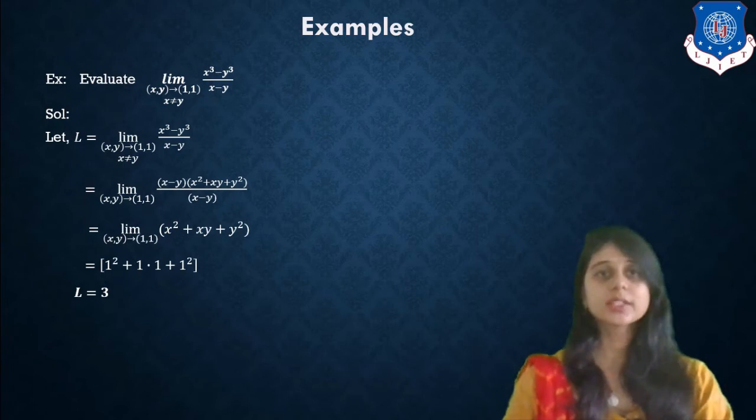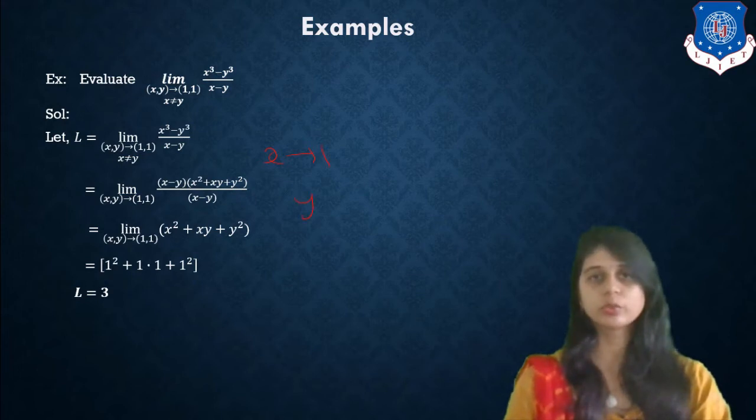Now limit as x tends to 1 and y tends to 1, but there is one condition, x is not equal to y. We take the function x cube minus y cube upon x minus y. What is the expansion of x cube minus y cube? It is x minus y times x square plus xy plus y square, upon x minus y. Now x minus y and x minus y cancel out. So we have only the function x square plus xy plus y square. Putting the values of x and y as 1, 1, we get the answer 3.